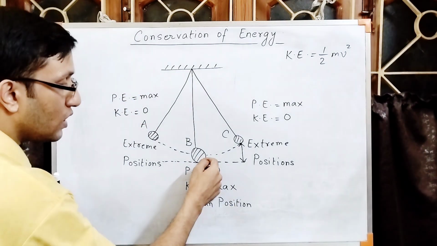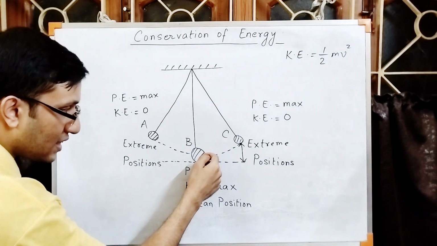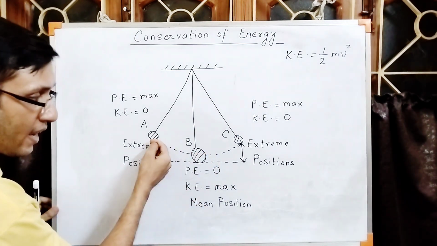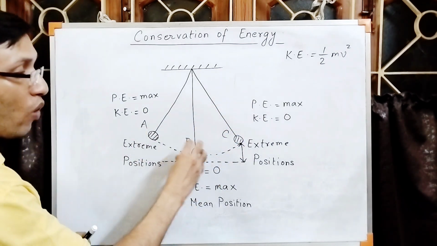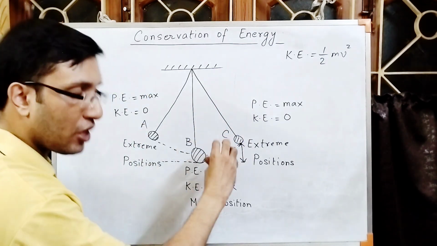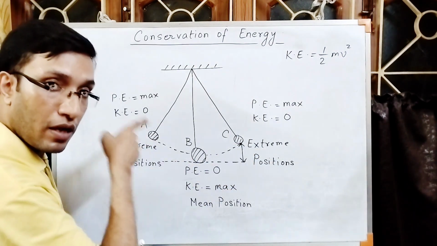Right? Now, just the moment when the bob crosses this point and goes towards A, again the restoring force, that means the force which wants to bring back the bob to its initial position, acts in this direction, towards B.